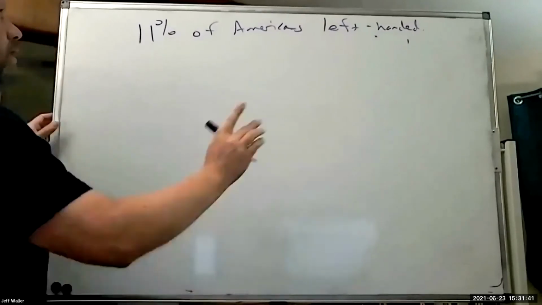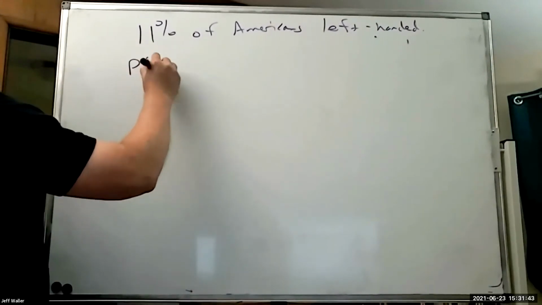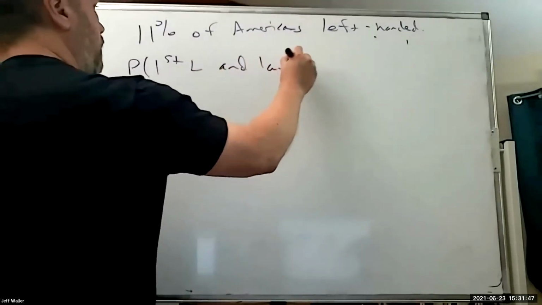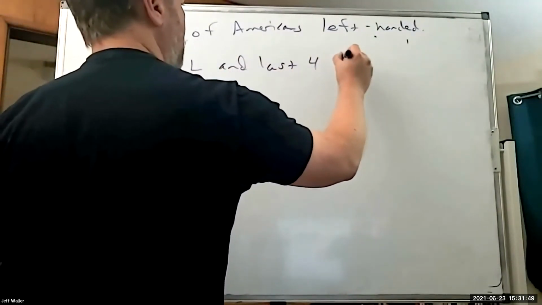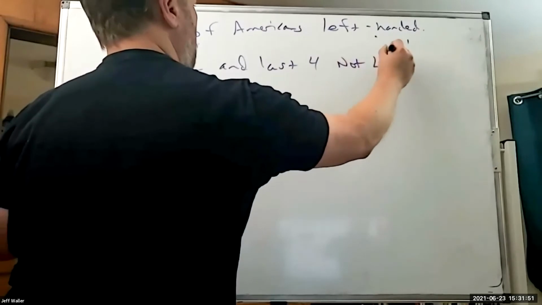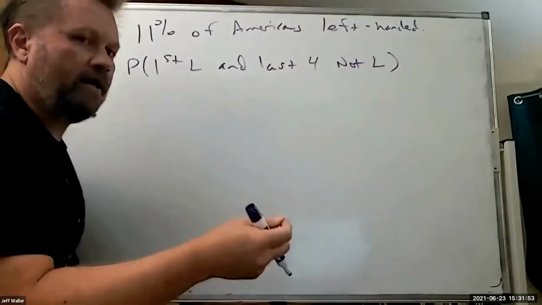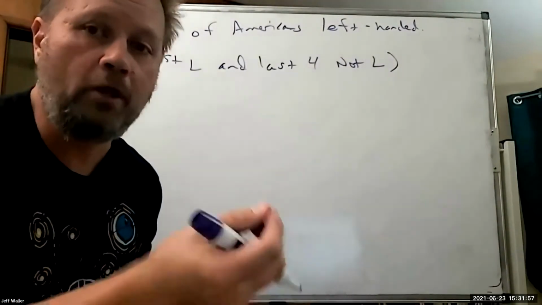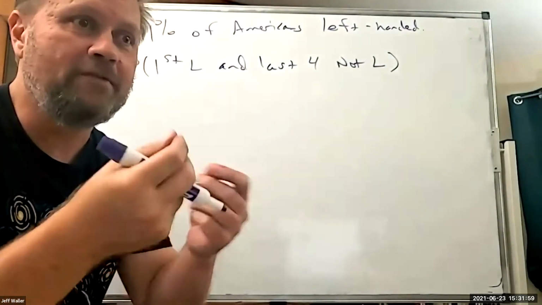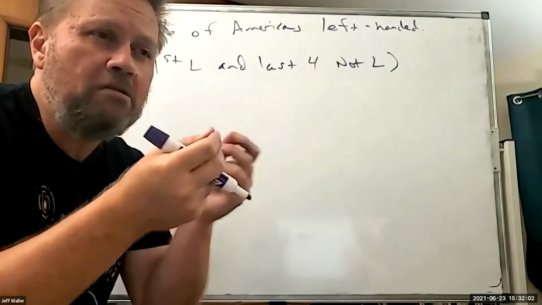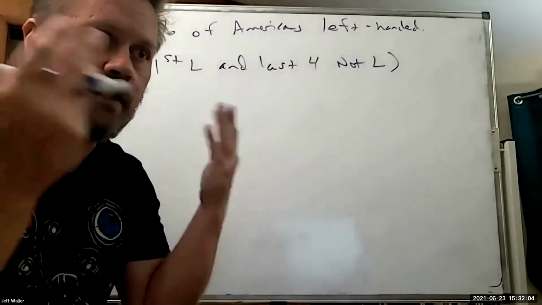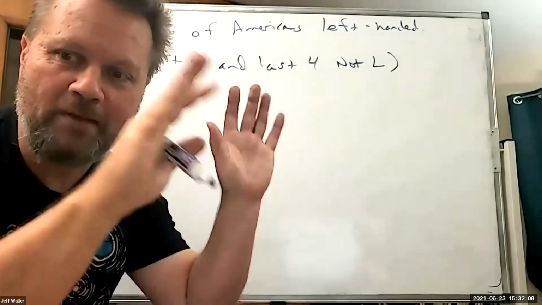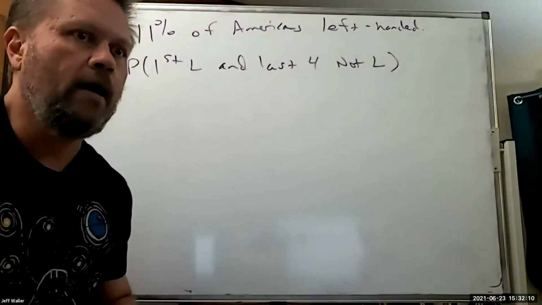So maybe I should do this problem. What's the probability that the first one is left-handed and the last 4 not left-handed? And why do I not say right-handed? Because it could be ambidextrous. They could be somebody who was born with no hands. I always have students that are like, oh, what about the other? I'm like, it's in there. I'm just going to say left-handed, not left-handed. Everybody's included.